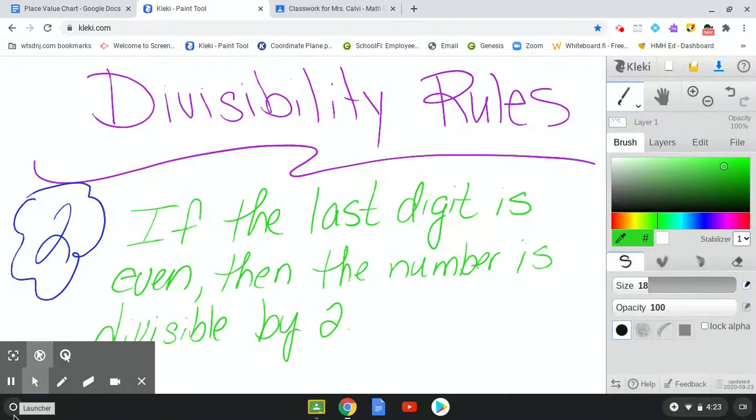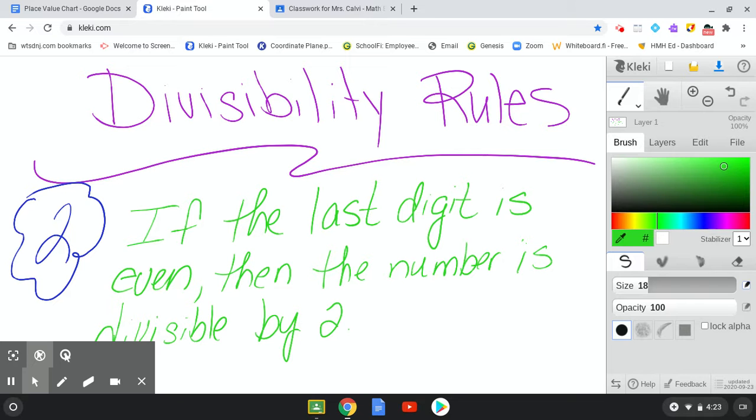Just want to go over the divisibility rules. It's going to be really important to memorize these just because it's going to make it so much easier for you to know the factors of a number when we start doing factors of a number, as well as long division. All right, so starting with the 2 rule.